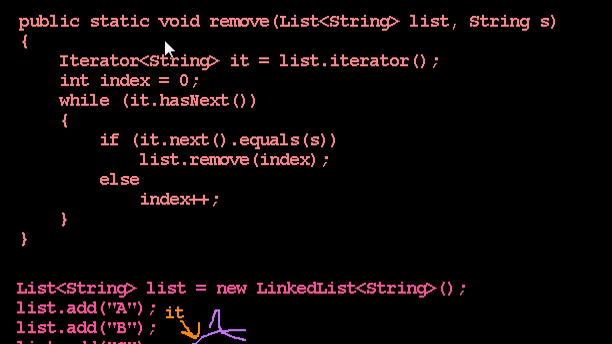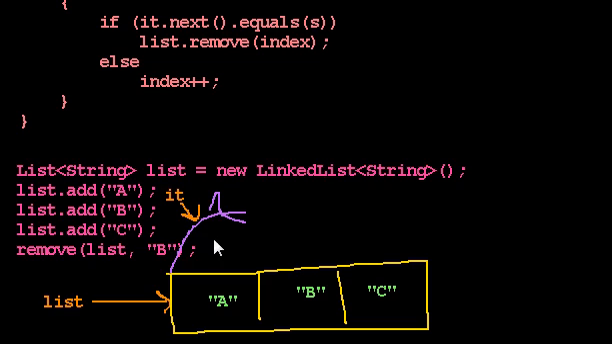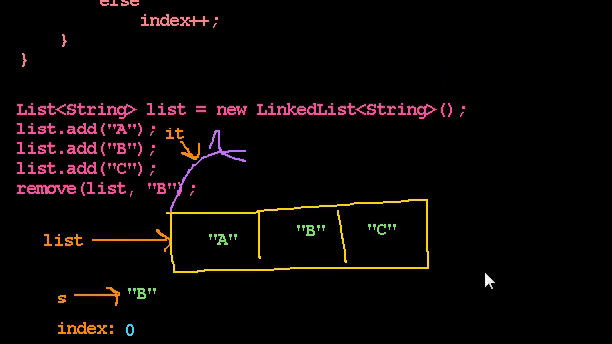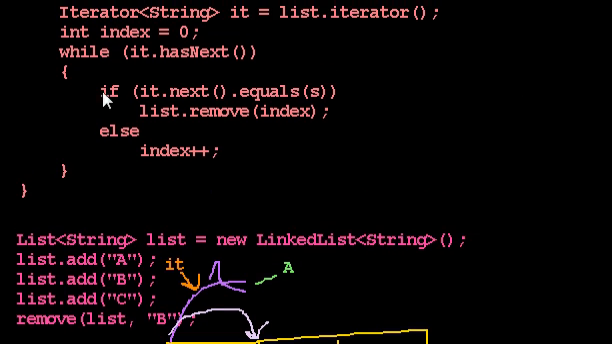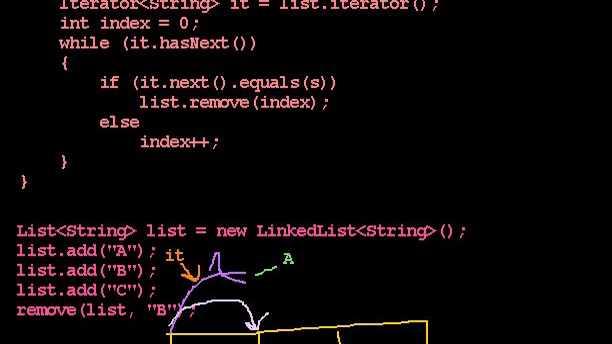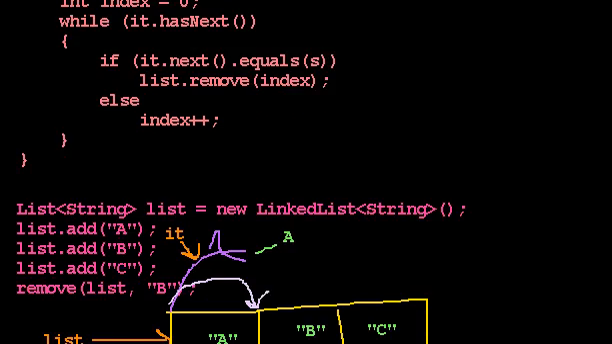Now what happens? While it has next. Does it have next? Yep. It's got the whole list to go. It's got its whole life ahead of it there. Okay? Now, if it.next equals s, so when we say it.next, this is going to tell us the next value, which at the beginning is A, and my iterator will advance. It'll hop along to the next position, and it said A, and does A equal S? No, because S is B. A and B are not equal. So we do not enter here, and index increments to becoming 1.